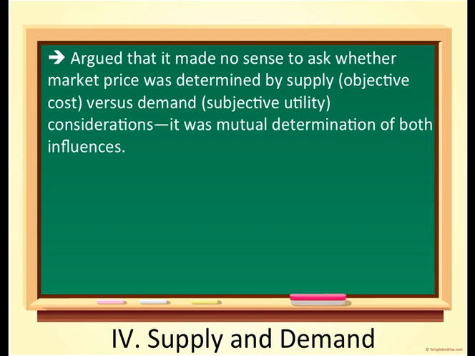And so one way of talking about that is to say the new approach emphasized the role of demand, which is subjective utility, in determining price, to the exclusion or, let's say, belittlement of supply-side considerations, which were thought to be objective cost. And so Marshall rejected that. Marshall said, no, if you want to explain price, it's demand and supply.